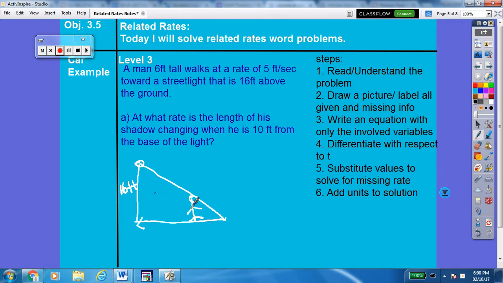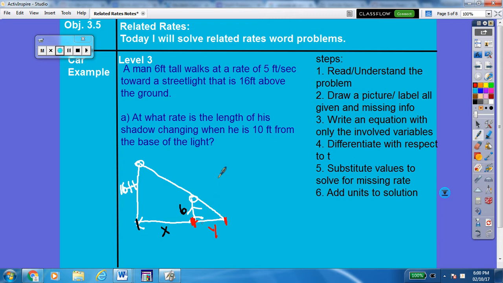The height of the pole is not going to change. The height of the guy isn't going to change either. We'll just label the distance between the pole and the guy x, and the distance between the guy and the end of the shadow y. So the question is, at what rate is the length of his shadow changing when he is 10 feet from the base of the light?